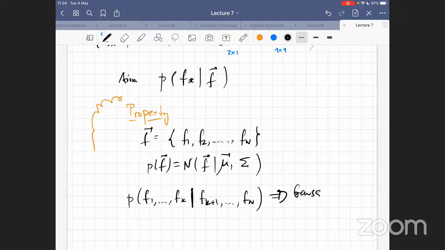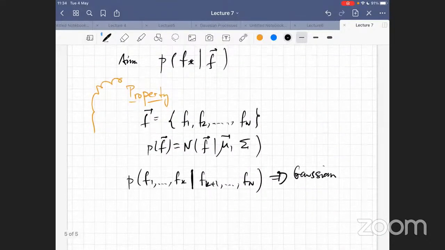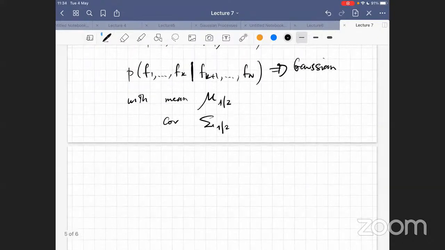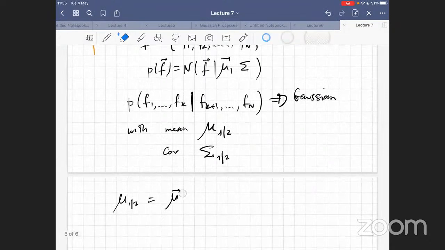Then this is going to be Gaussian, with the following mean. Let me write it like this: mean 1 given 2, and covariance matrix sigma 1 given 2. Obtaining the expression for that is in a very similar spirit to the homework of the first lecture, where you were trying to compute the conditional for the posterior given two Gaussians. But I'm just giving here the expression, and it is quite similar to that.